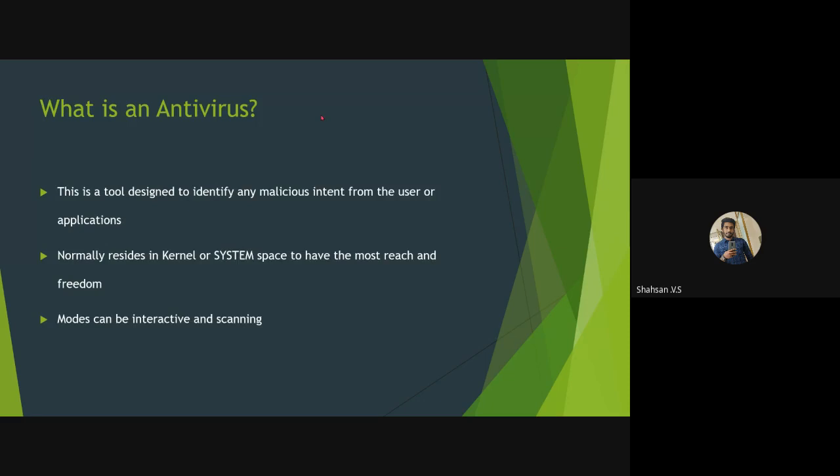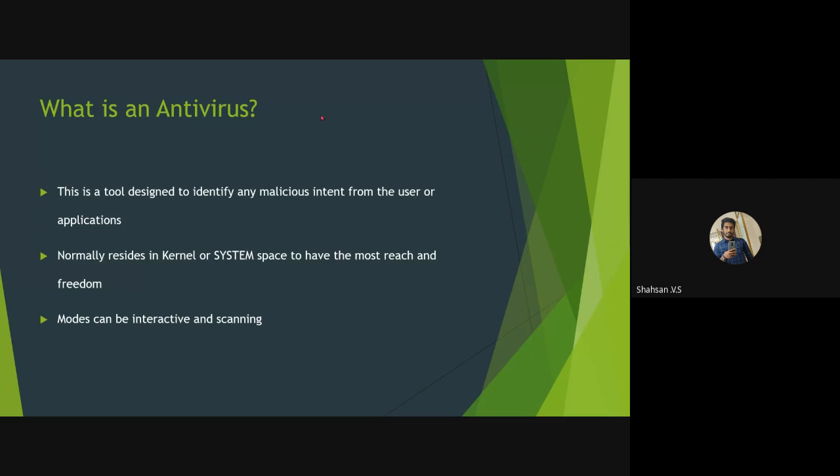So what is antivirus? Antivirus is used against viruses to identify any malicious intent from the user or application. Normally it resides in the kernel or system space to have the most reach and freedom. This antivirus keeps on updating itself so that it can function in a very good way.